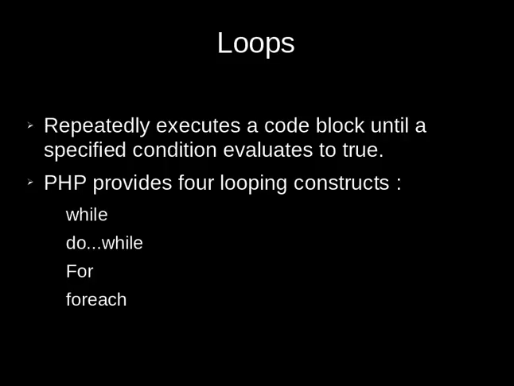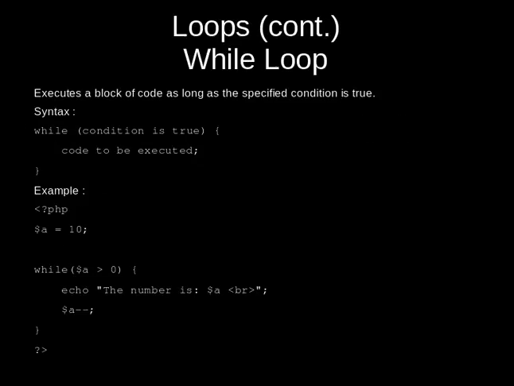The while loop executes a block of code as long as the specified condition is true. You can see the syntax: while, within the brackets you specify the condition and the code to be executed in the block. So this code would keep on executing until the condition is no longer true.